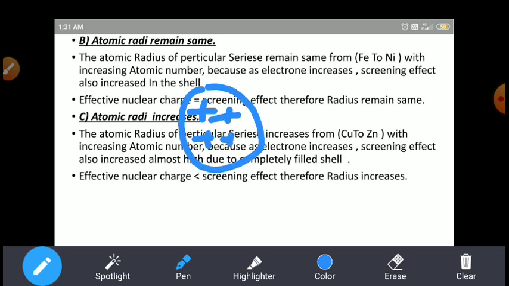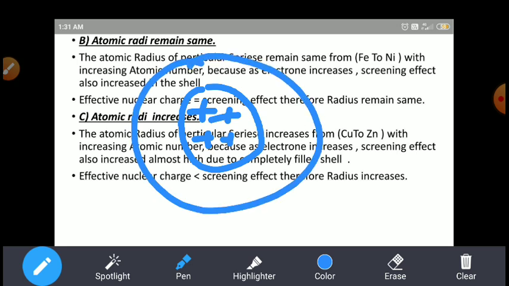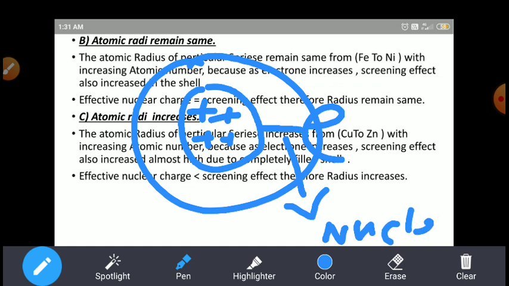So this is the nucleus, and here are the electrons. These electrons and this nucleus have a kind of attraction. This is called the effective nuclear charge. This is called nuclear charge. Right, students? And this is the 3d orbital.